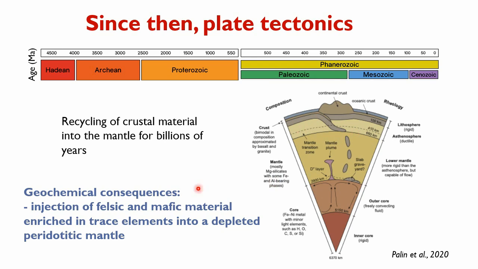So the consequence in terms of geochemistry is that we inject felsic and mafic material, enriched in trace elements relative to the depleted mantle, into the depleted peridotitic mantle. So it's going to have consequences in terms of its absolute concentration, but also it has the potential of creating heterogeneities.